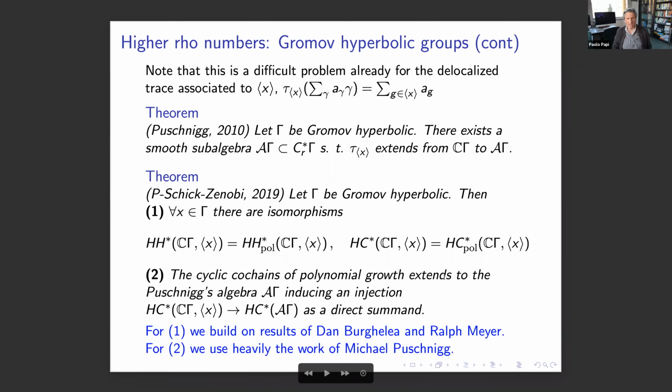This is a first result. Then there is an even more delicate result, namely that the cyclic cochains of polynomial growth extend to the Puschnigg algebra and define an injection of the cyclic cohomology localized at this conjugacy class in the cyclic cohomology of this Puschnigg algebra. This is a particular algebra that is defined in this paper by Puschnigg, okay?